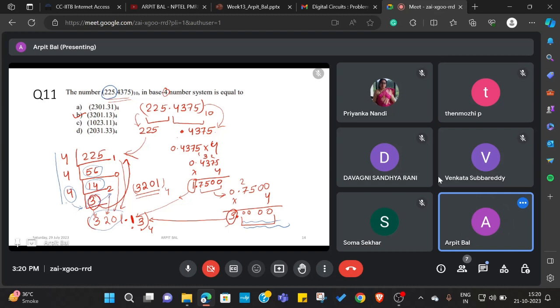Okay, so after multiplying, whatever is the integral part of the number, you take that one and place it right after the decimal point. Then whatever is the remaining fractional part, like 0.7500, you multiply it with 4 again. In this case we obtain 3.000, so 3 goes here, and 000 is discarded.